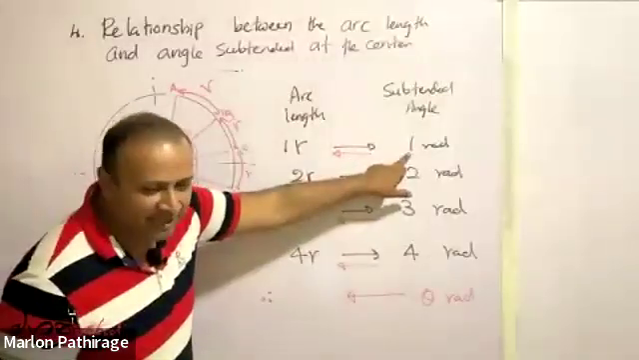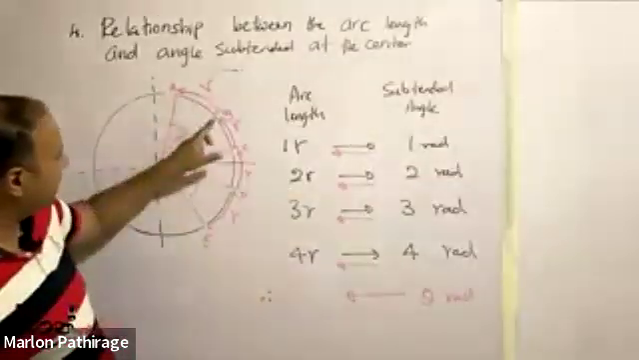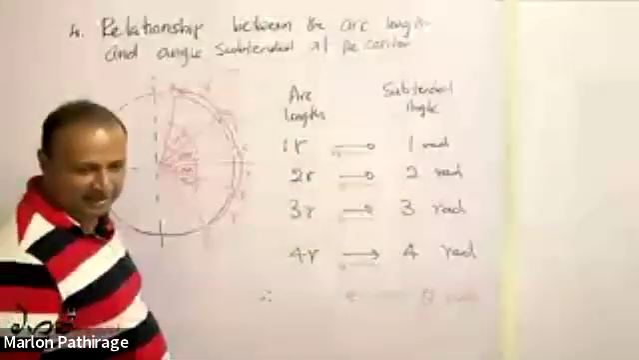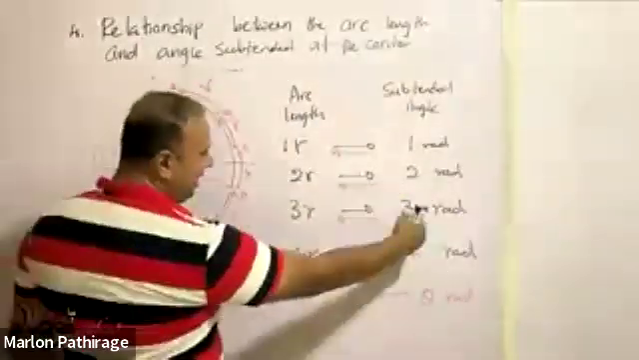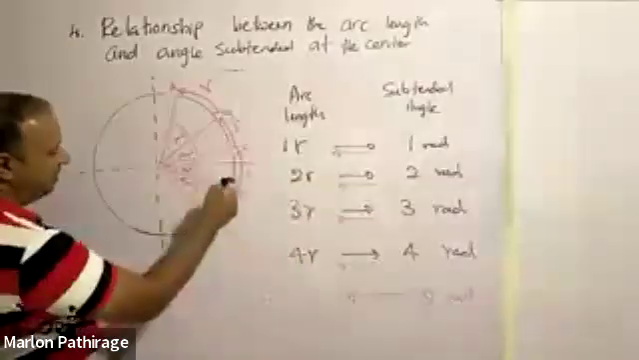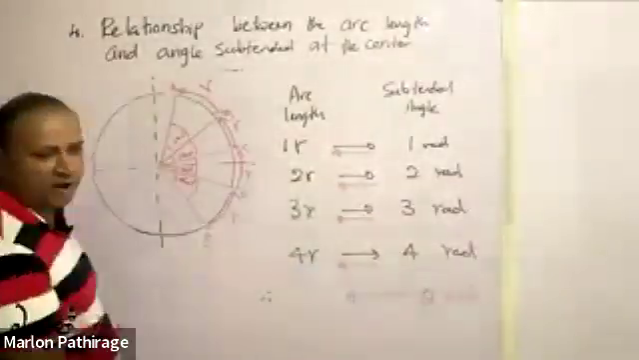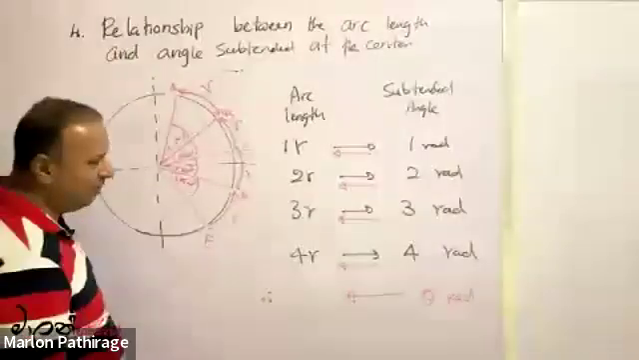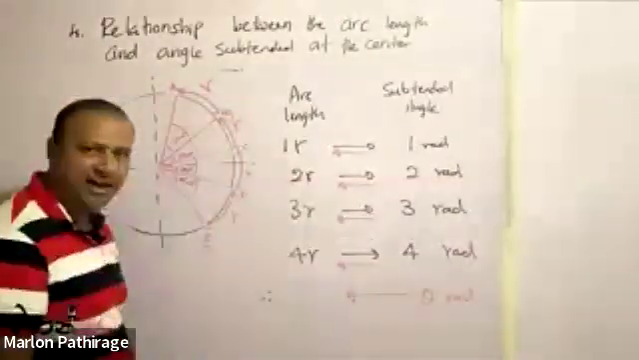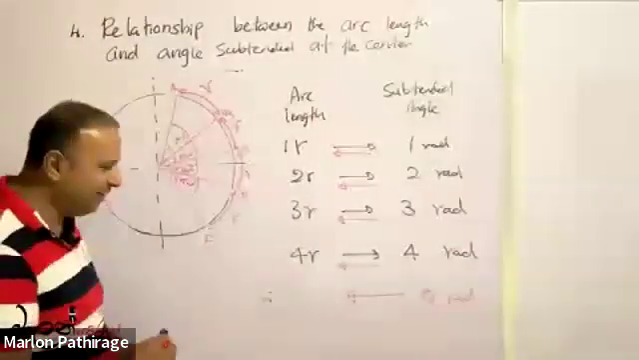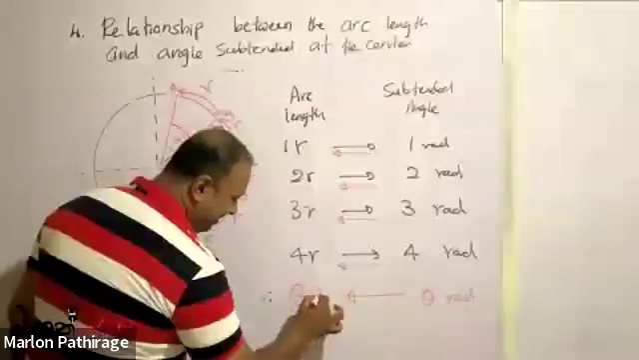If the subtended angle is 1 radian, the arc length is 1r. If the subtended angle is 2 radians, the arc length is 2r. If 3 radians, 3r. If 4 radians, 4r. Therefore, if the subtended angle is theta, the arc length should be theta times r. Is that clear?